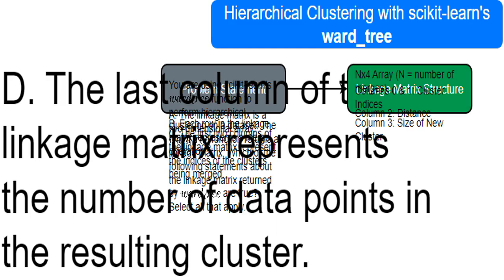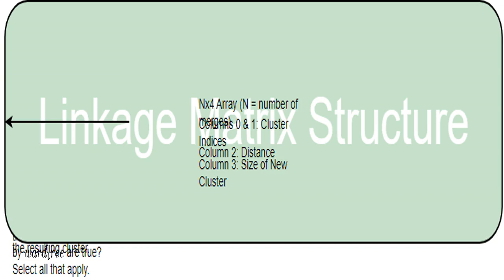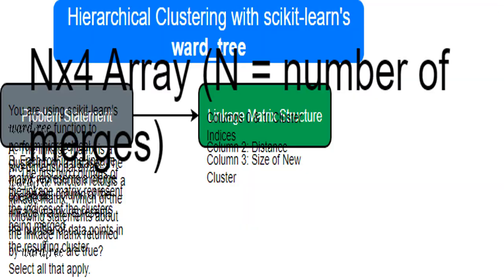Think of it as a table with 4 columns and n rows. These 2 columns tell you which clusters were merged together in each step of the clustering process. Each row represents a merging event. This column holds the distance between the 2 clusters that were combined in the corresponding row. It shows how far apart those clusters were before they got merged.